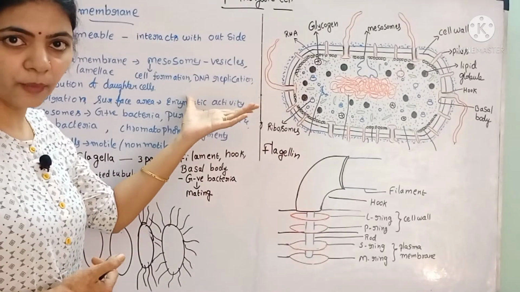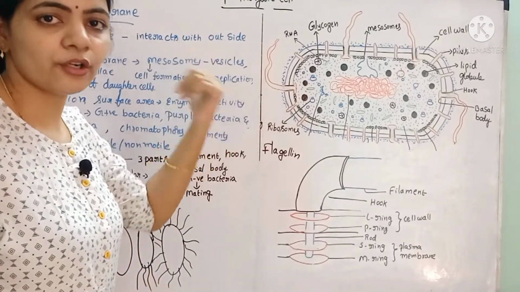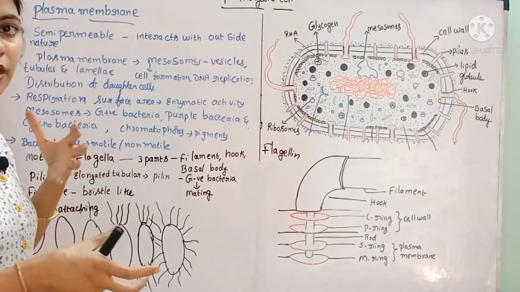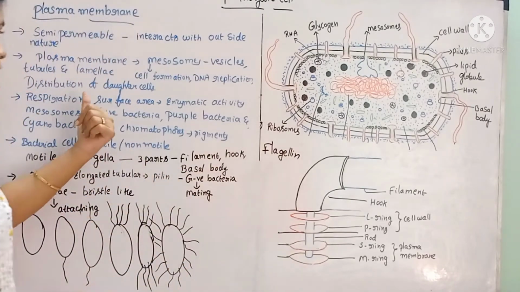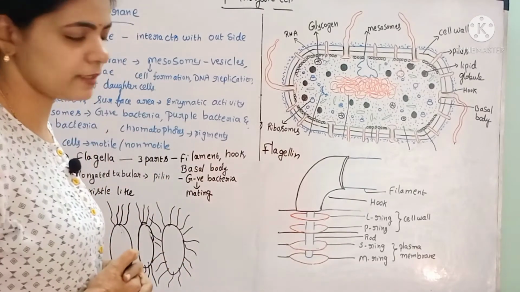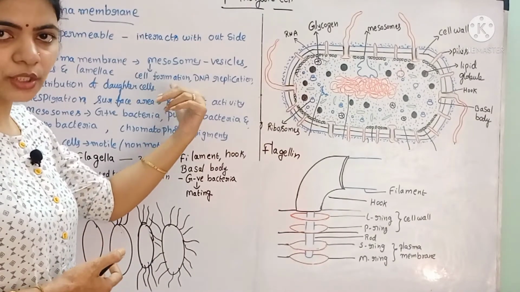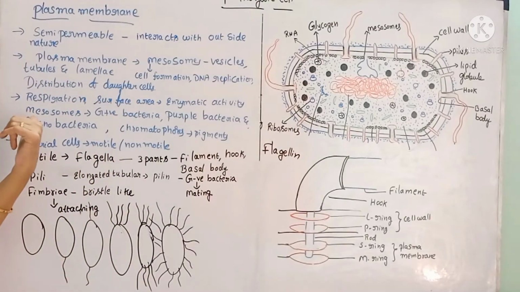The functions of these mesosomes are that they help in cell wall formation, in the DNA replication process, and also in the distribution of the daughter cells. After binary fission, two daughter cells will be separated, right? During that distribution process, these mesosomes also help. So what are the functions of the mesosomes? Cell wall formation, DNA replication, and distribution of the daughter cells.